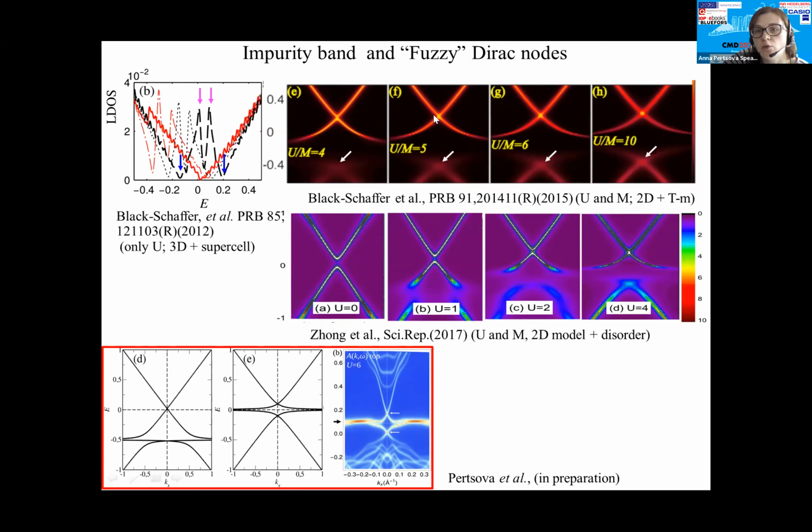So the main point there was what happens to the Dirac node when we increase the magnetic moment. However, another feature also appeared in these calculations and was somewhat overlooked: the appearance of this fuzzy Dirac node when we increase the impurity potential, the scattering potential. This picture looks very similar to the band structures that I showed you before. So this feature is also present in calculations that do not necessarily require a periodic arrangement of impurities.